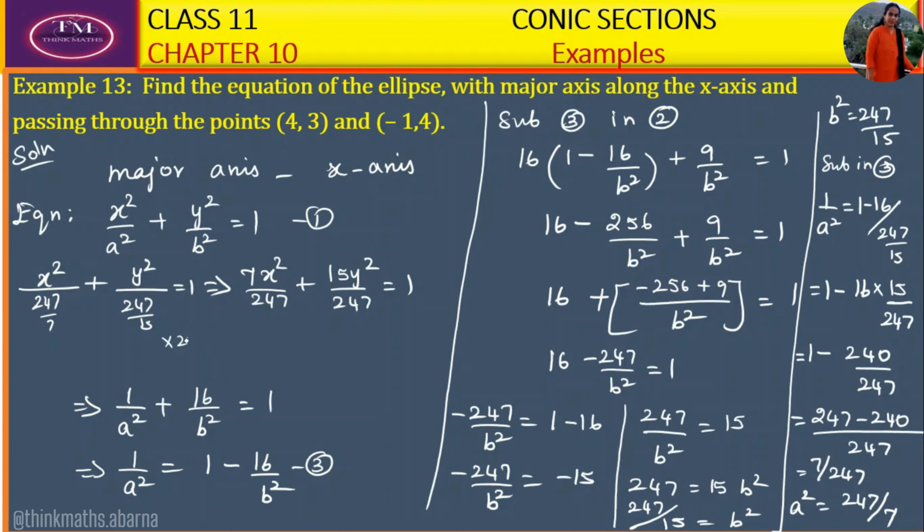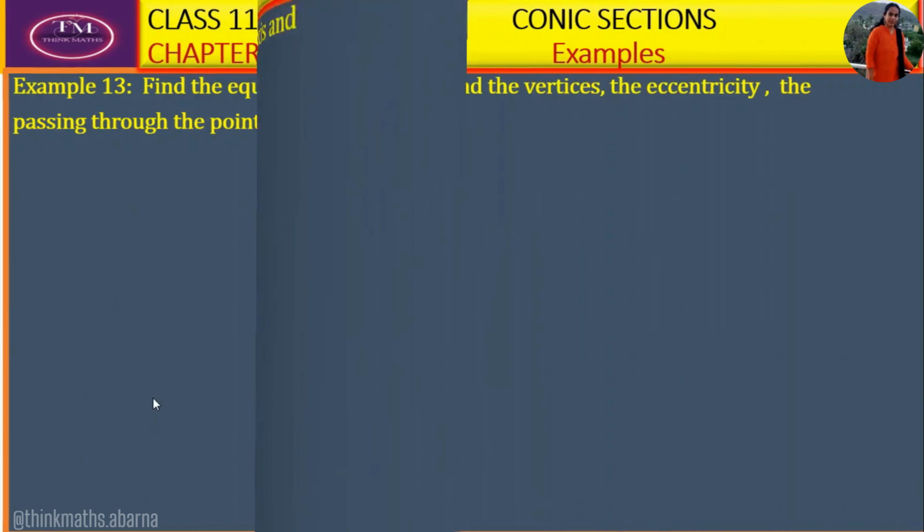So if you multiply throughout by 247, here it gets cancelled, so 7x square. Here also it gets cancelled, so 15y square equal to 1 into 247, which is 247. So this is the equation of the ellipse with the given condition. Clear? Do you understand? So shall we move on to the next example? Example 14.